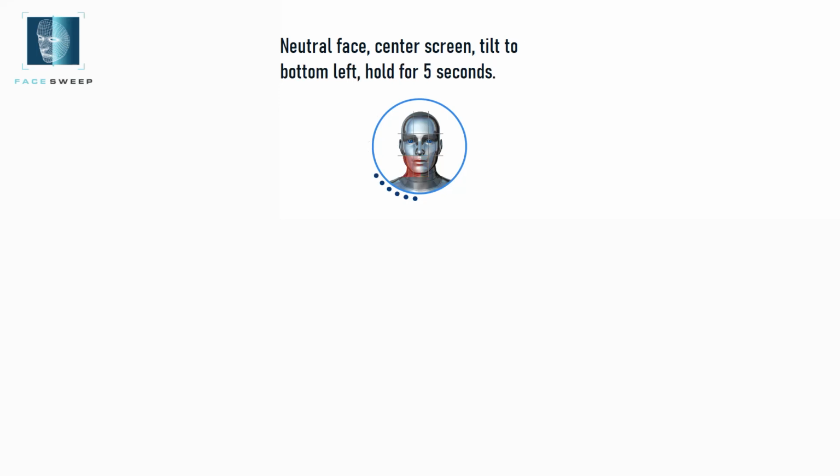Neutral face, center screen, tilt to bottom left, hold for 5 seconds. Neutral face, center screen, tilt to left center, hold for 5 seconds. Neutral face, center screen, tilt to top left, hold for 5 seconds. Neutral face, center screen, tilt to top center, hold for 5 seconds. Neutral face, center screen, tilt to top right, hold for 5 seconds. Neutral face, center screen, tilt to center right, hold for 5 seconds. Neutral face, center screen, tilt to bottom right, hold for 5 seconds.